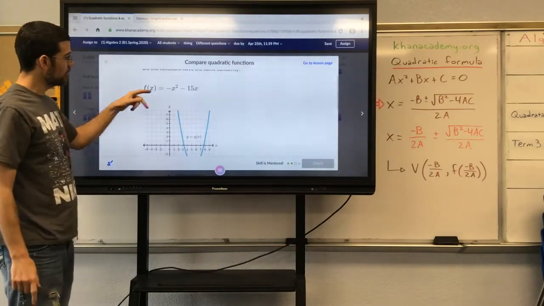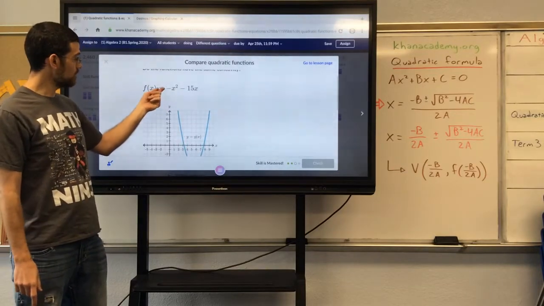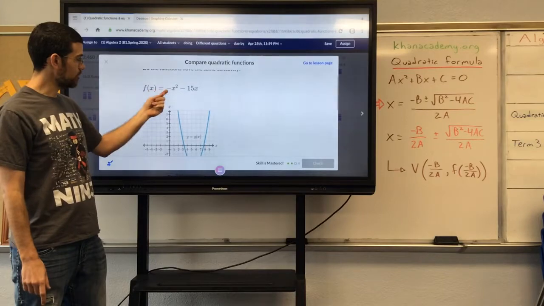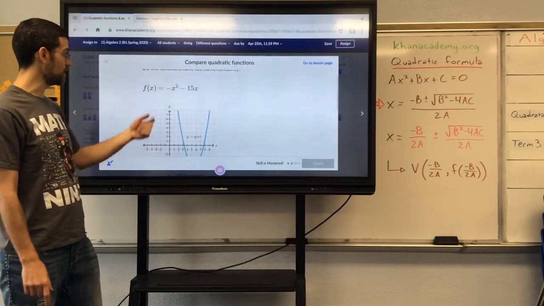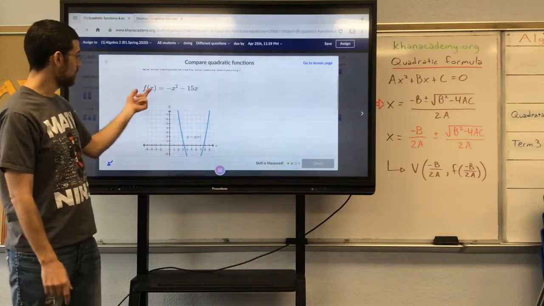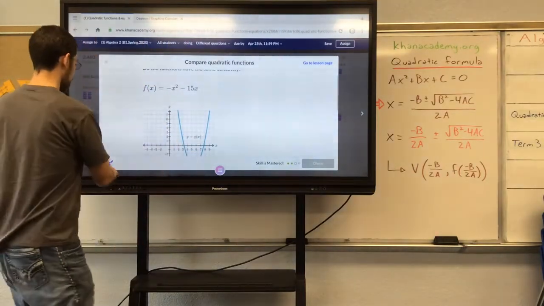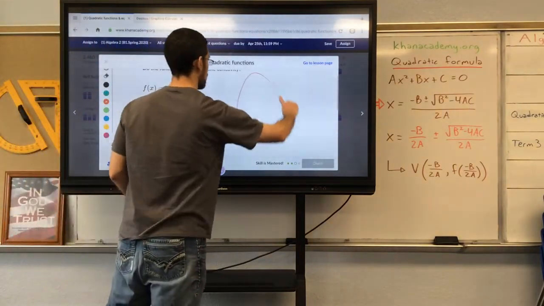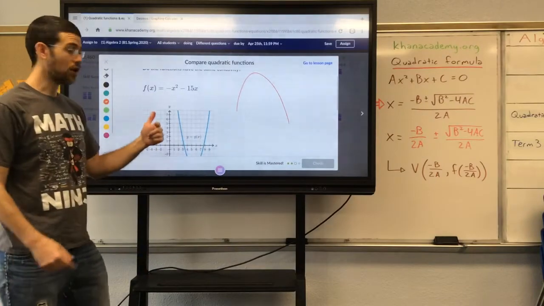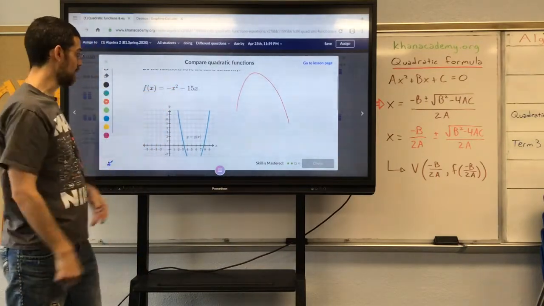Function f, we know that it opens down because the first coefficient on our highest degree x term is negative. So as x gets really large, the function value is going to decrease. Okay, so this graph is going to look something like that, which is concave down. The concavity is pointing down.